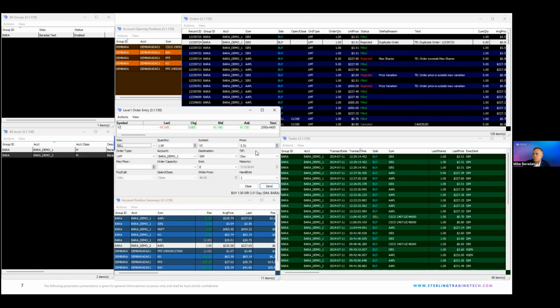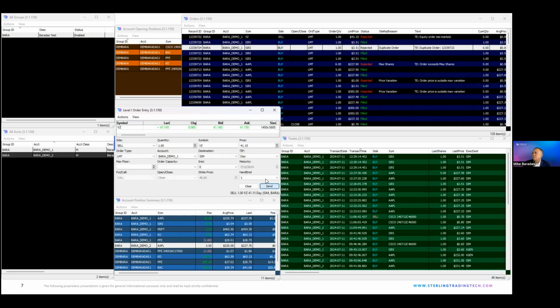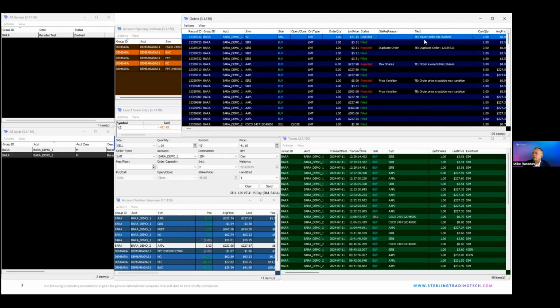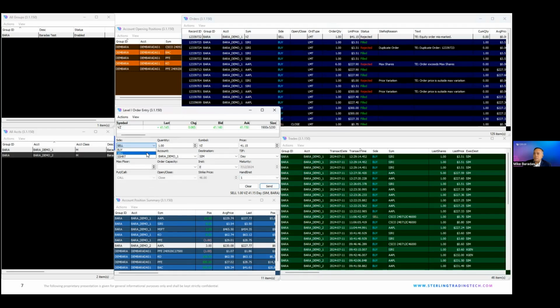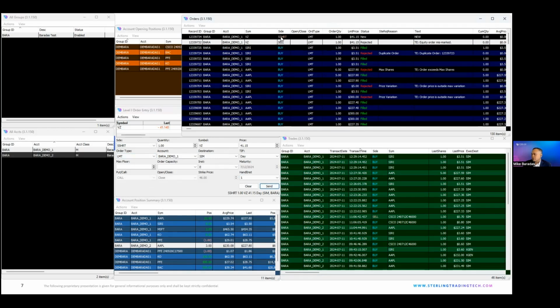I want to sell long one share of Verizon at some price in the simulator. I'm selling long, but I don't have a long position in Verizon. And when I send it, I get rejected. It tells me your equity order is mismarked. Again, you can set it so that you allow short selling in an account. So it's the same order, but just changing the side to sell short. This should go through. And yes, it does, as a sell short.